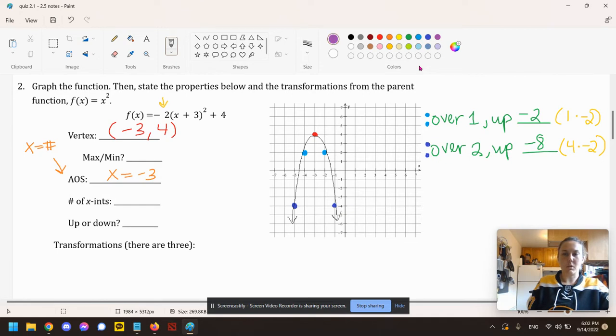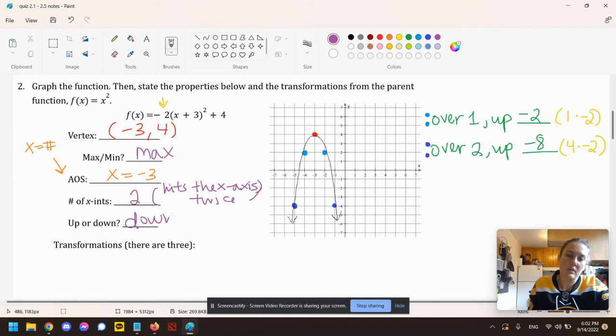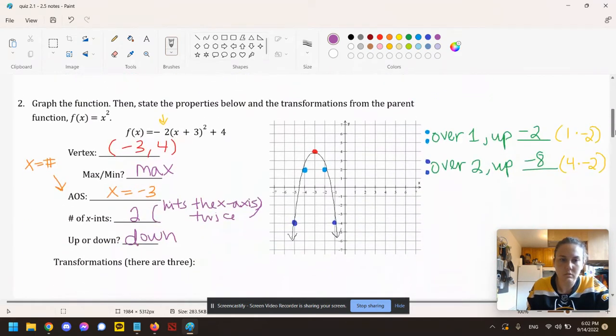Now we can go back to answering questions. Is the red vertex a max or a min? It is a maximum because it is the top of our function. There are 2 x-intercepts because it hits the x-axis twice. And it is opening down. I do now realize I forgot a problem on the top one. No, I didn't. It's just this one.